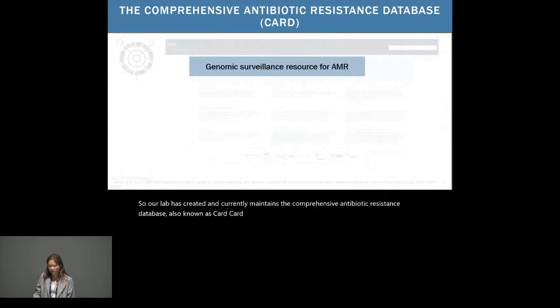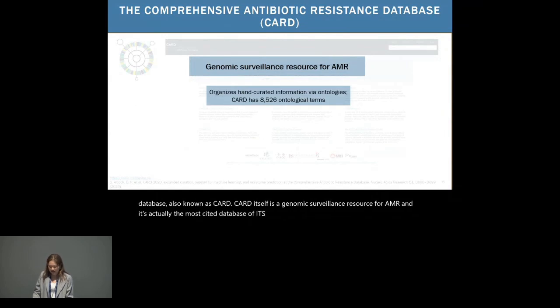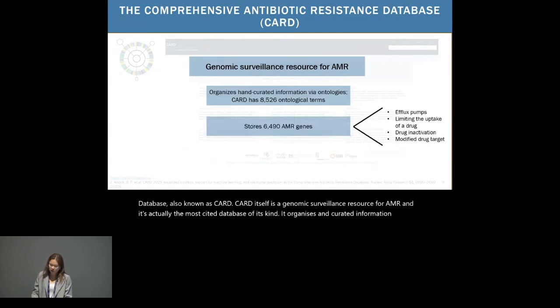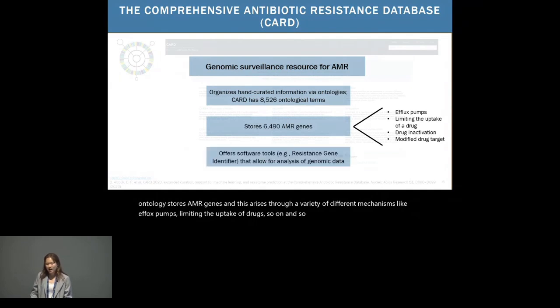CARD itself is a genomic surveillance resource for AMR, and it's actually the most cited database of its kind. It organizes hand-curated information through ontologies, stores AMR genes, and this arises through a variety of different mechanisms like efflux pumps, limiting the uptake of drugs, so on and so forth. And it even offers software tools such as the Resistance Gene Identifier, or RGI, that allow for the analysis of genomic data.